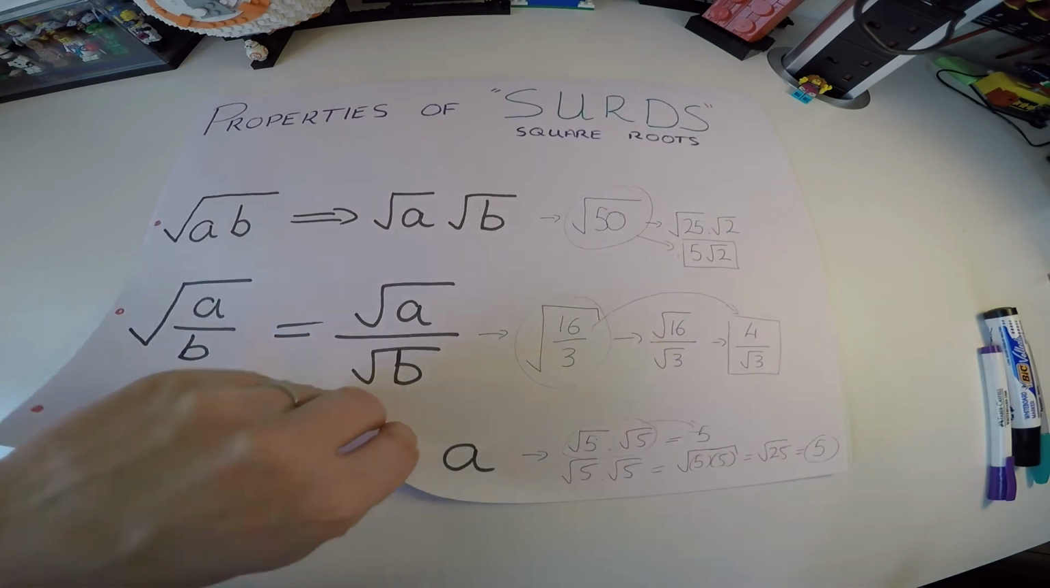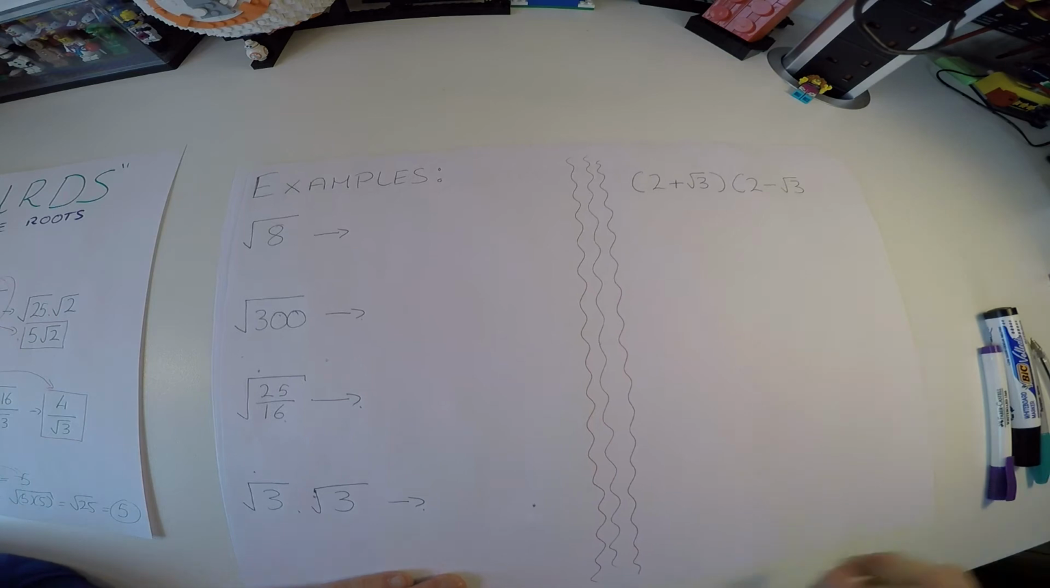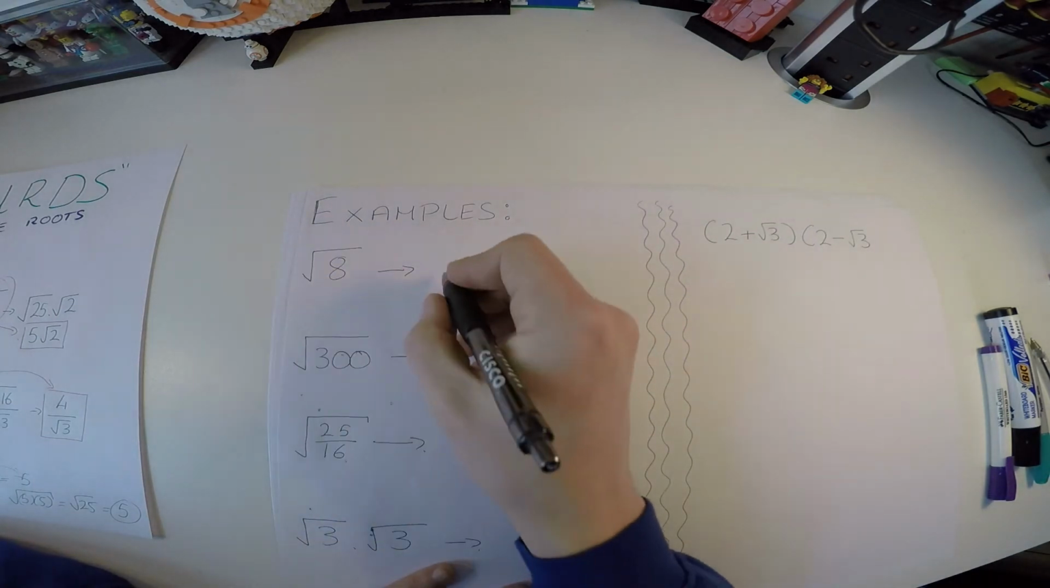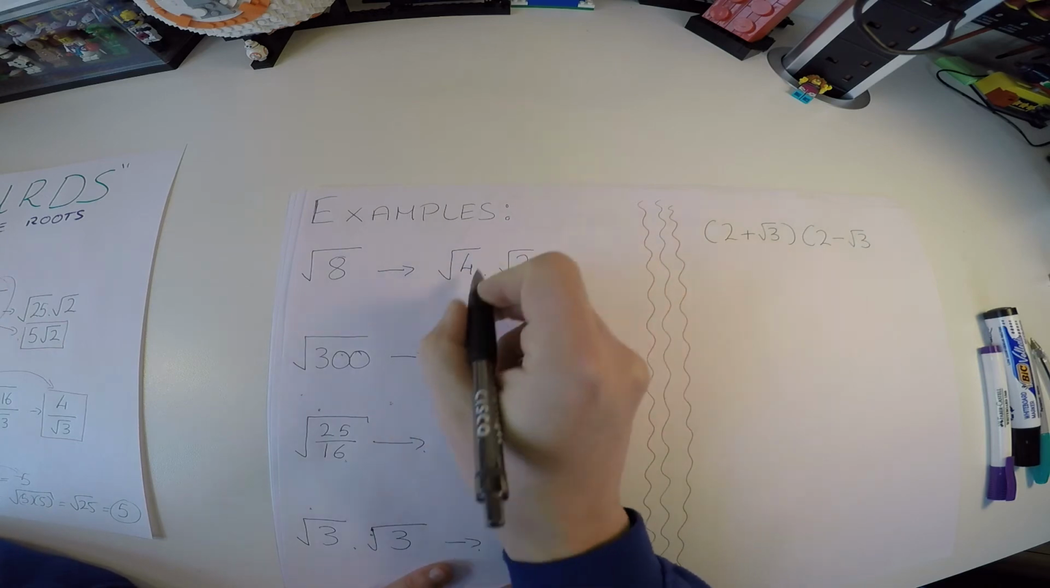Now, I've done a small few examples which we'll work through using these properties. Now let's look at root 8, so an easy one to start off with. Let's think of the factors of 8. So again, we're looking for this perfect square. There it is in 4. 4 is what?